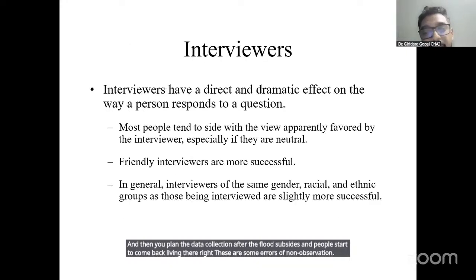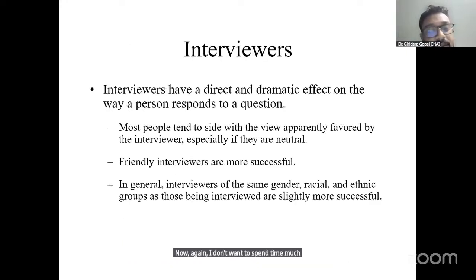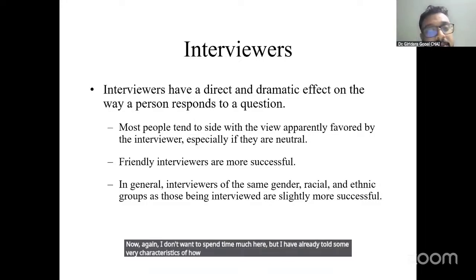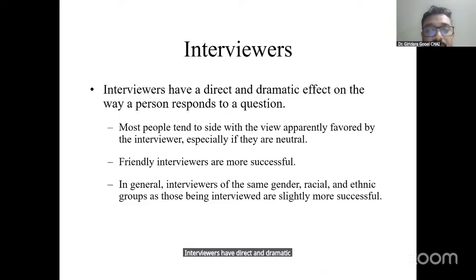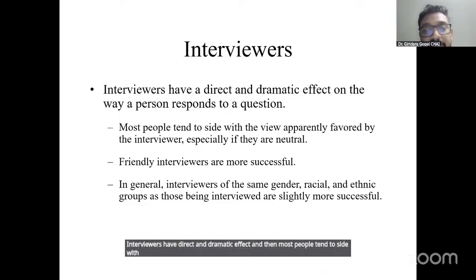Now, again, I don't want to spend much time here, but I have already told some characteristics of how these issues can be minimized. Interviews have a direct and dramatic effect, and most people tend to side with the view apparently favored by the interviewer. If the interviewer thinks something is good and keeps asking the question like that, people will think while responding, hey, that guy is favoring that kind of response. Let me give that response.